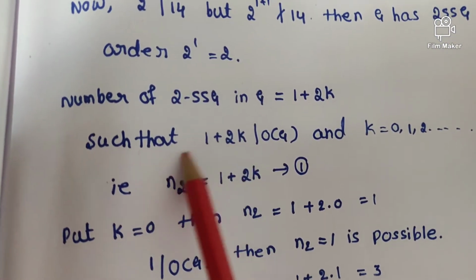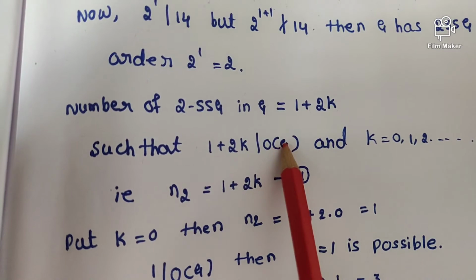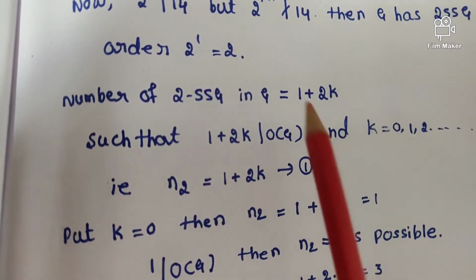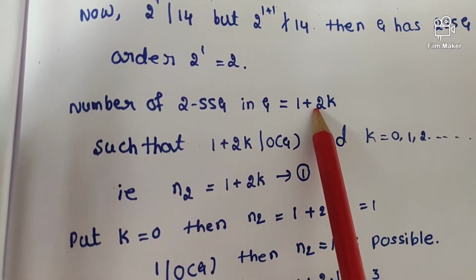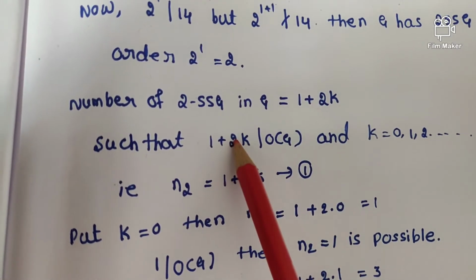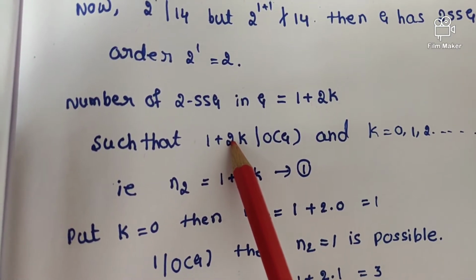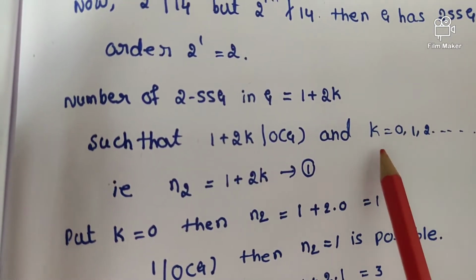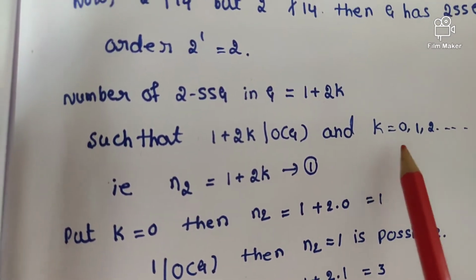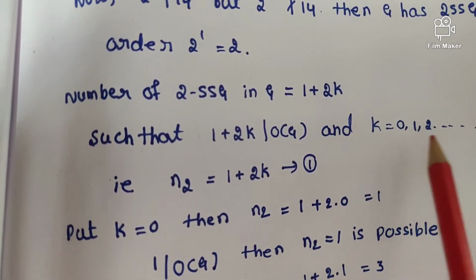So now let us check, such that 1 plus 2K divides the order of G. I just keep this as it is and apply the formula here. Now we have to keep K equal to 0, K equal to 1, K equal to 2.